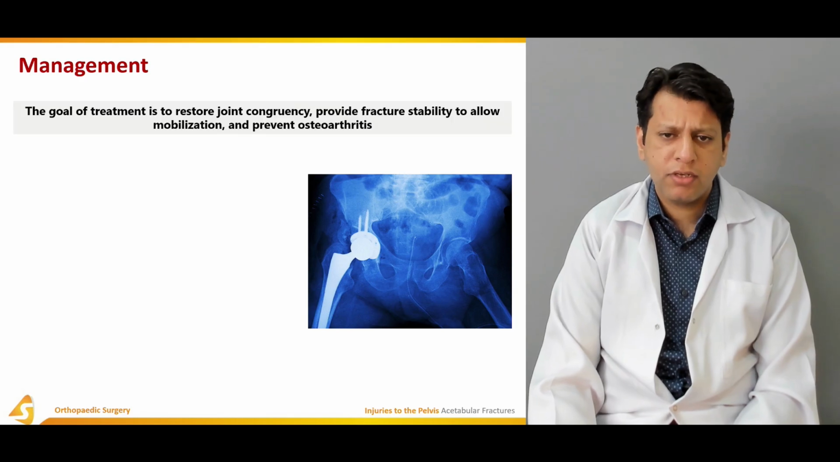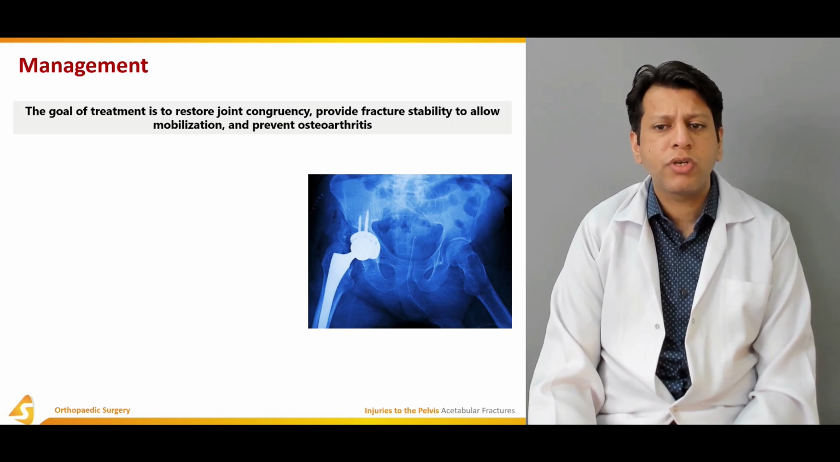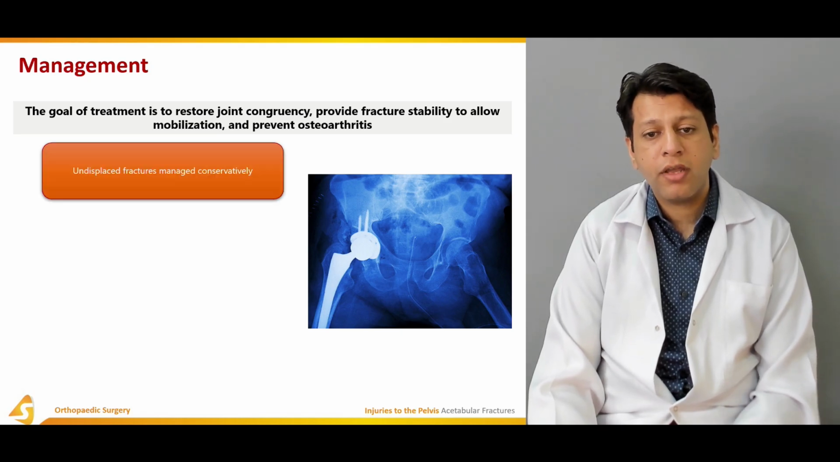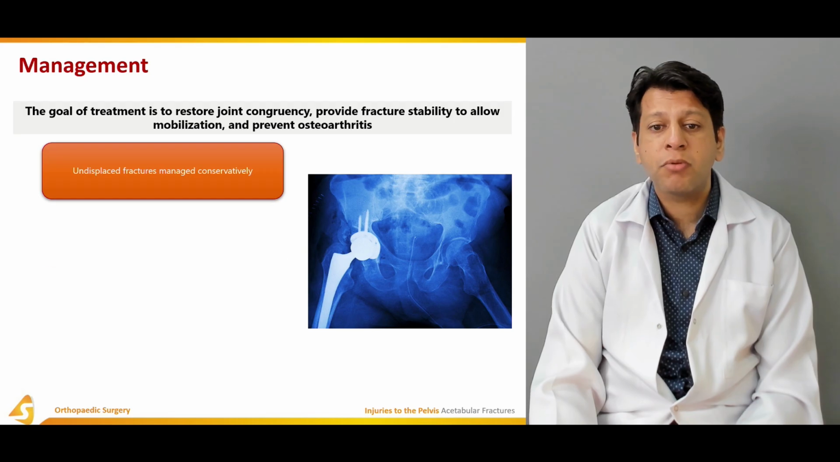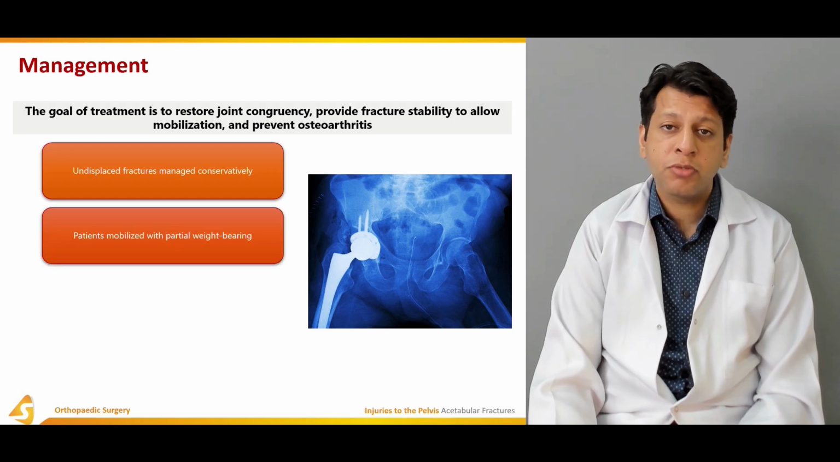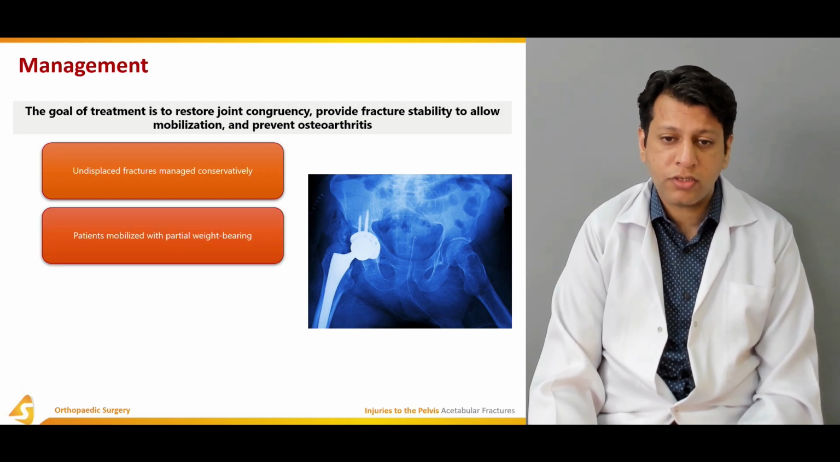Coming to the management, the goal of the treatment is to restore joint congruency, provide fracture stability to allow mobilization and prevent osteoarthritis. Undisplaced fractures can be managed conservatively. But what is the criterion? They should not be displaced by more than 2 mm. If they are displaced more than 2 mm, they require fixation.